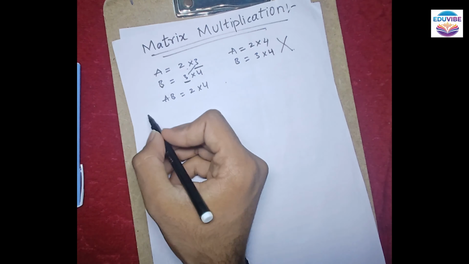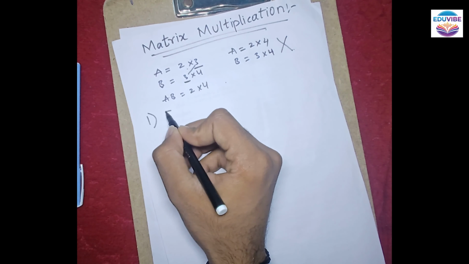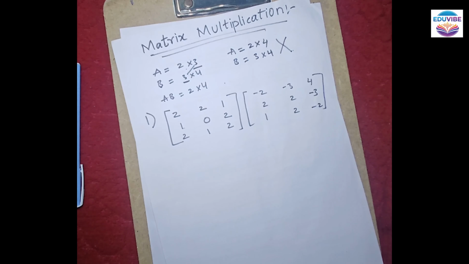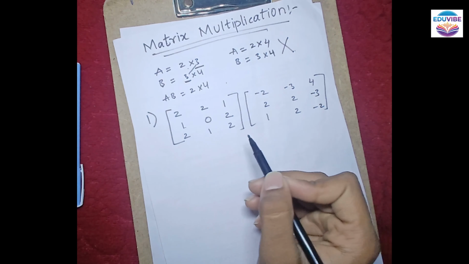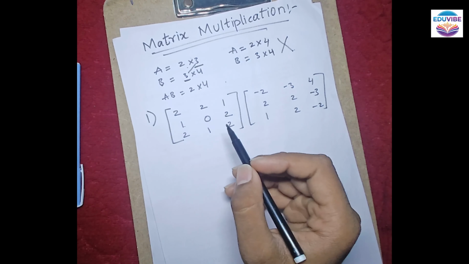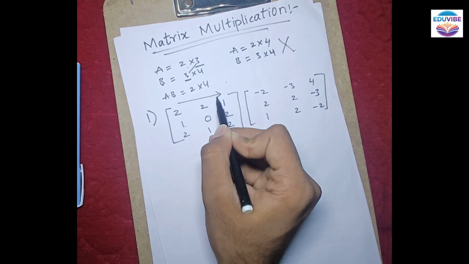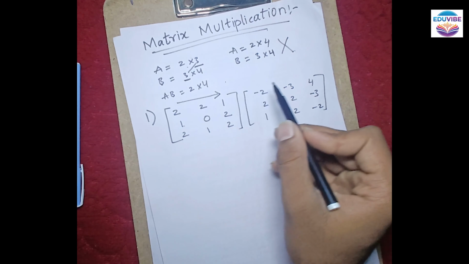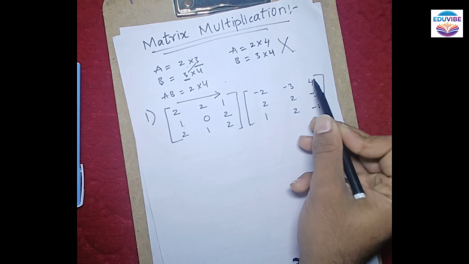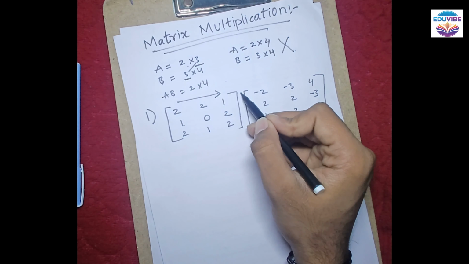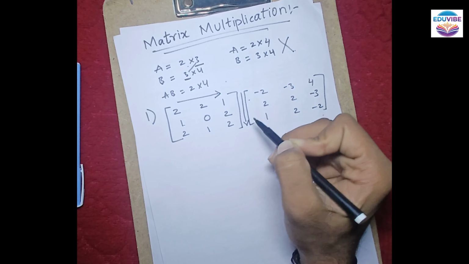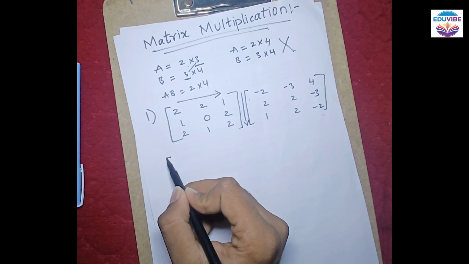Let us solve one example for matrix multiplication. Let us solve this example by multiplying these two matrices. First, every row of the matrix should be multiplied with the three columns of another matrix, and we should add the corresponding elements.